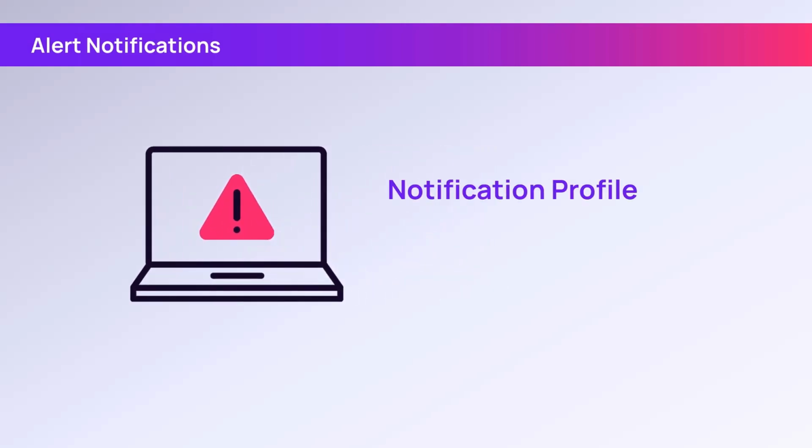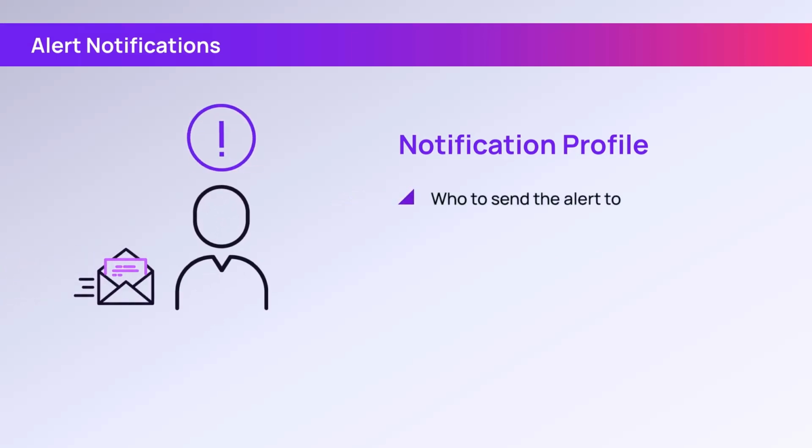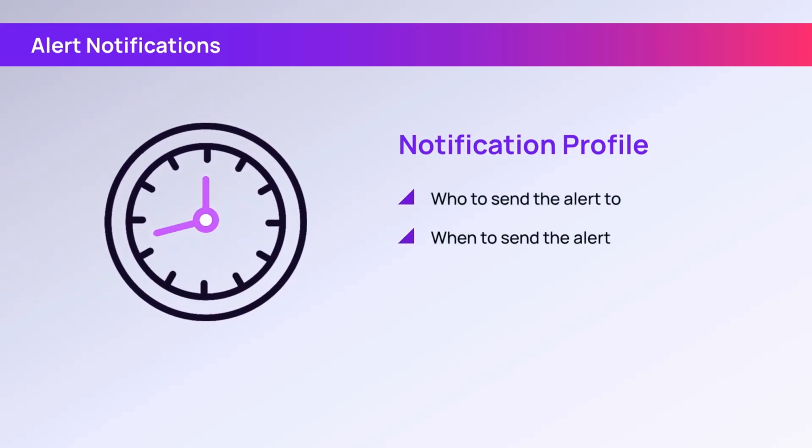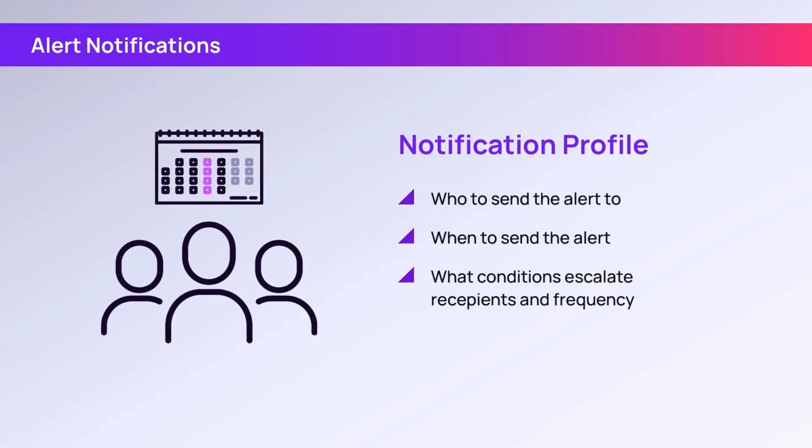Enable N-Central sends alerts when there are changes in the status of monitored devices. These alerts consist of a notification profile and a trigger or triggers. The notification profile includes who to send the alert to, when to send the alert, and what conditions escalate, number of recipients, and notification frequency.